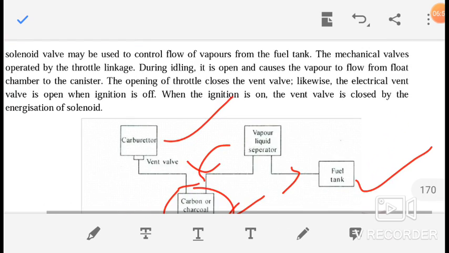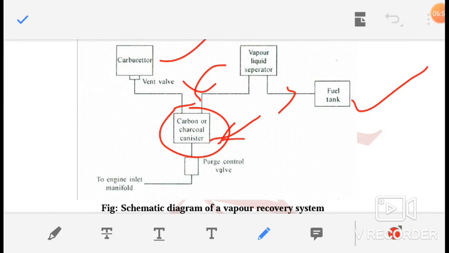And we have one more device here. You can see this is one more device, the vapor separator, the vapor liquid separator. This is very important for separating the liquid fuel and the gaseous or vaporized fuel which came from the fuel tank. It gets separated here with the help of this part, and then only vapor fuel enters the canister, and the same process I discussed previously takes place, and then we can avoid the emission of vapor fuel into the atmosphere.